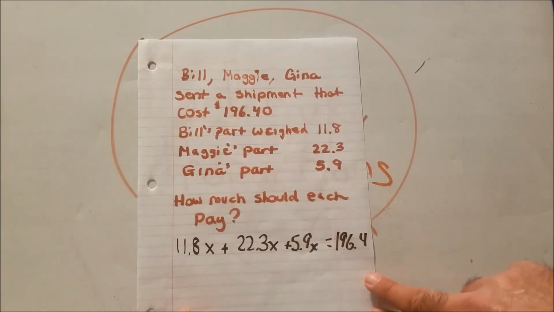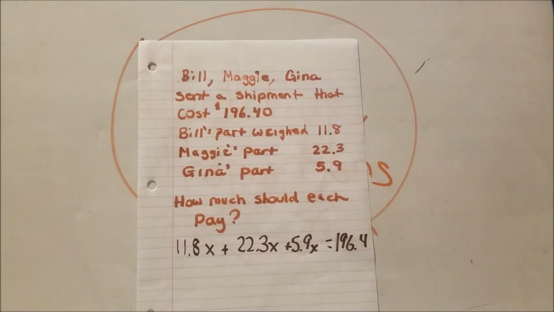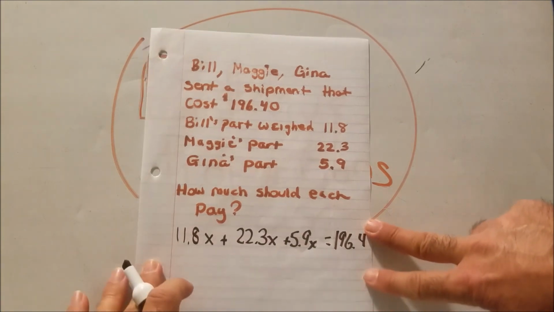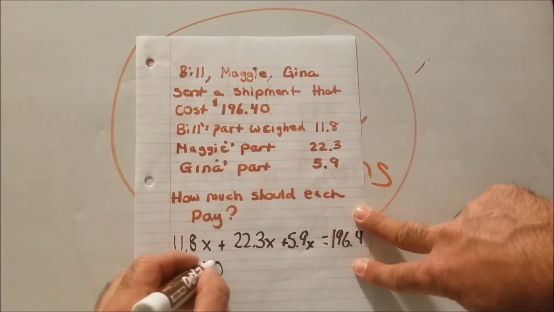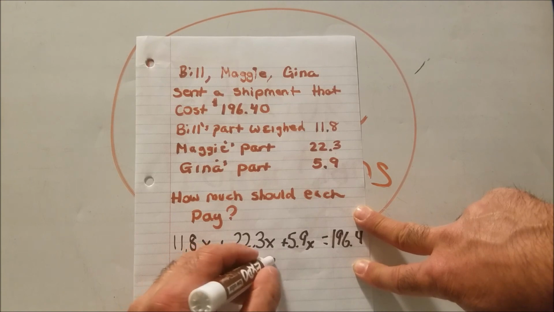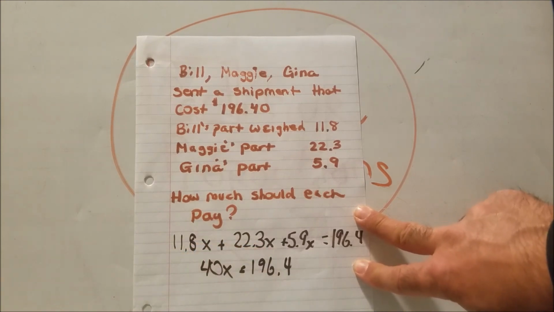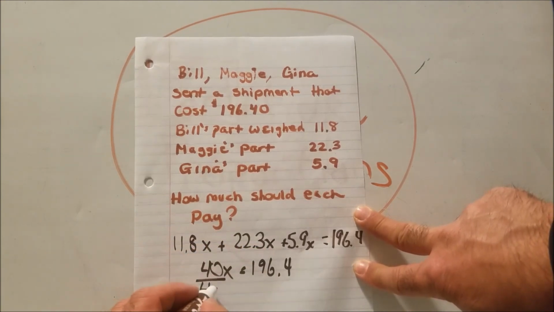So we can combine like terms. What do we get? So if you add all this together, you'll get 40. So it'll be 40x equals 196.4. Again, we do our algebra. Try to get the x alone.